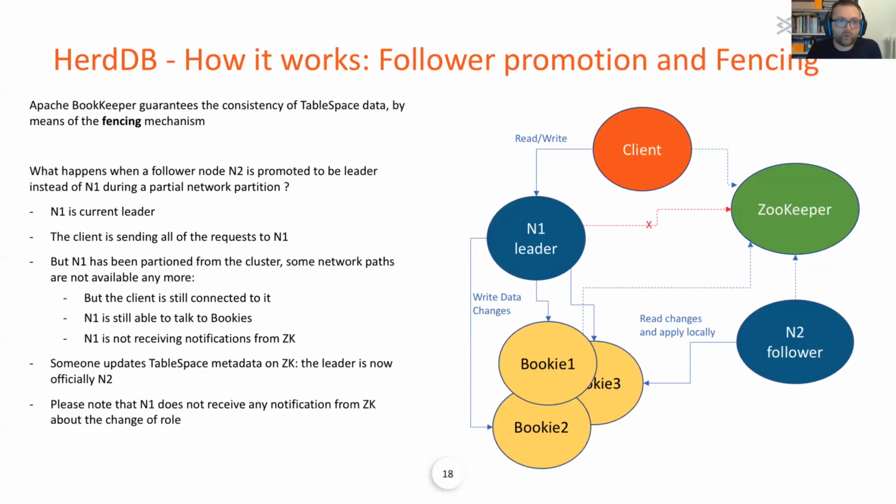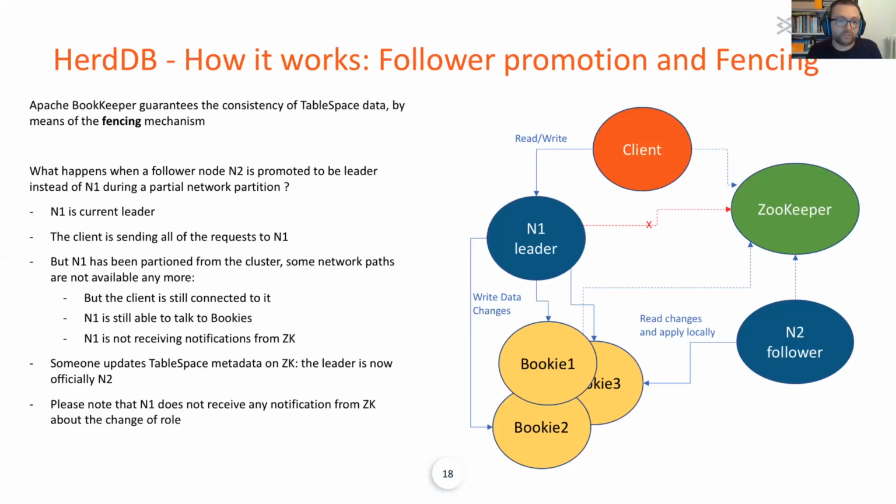So let's start with N1, that is the current leader of the table space. The client is sending all of the requests to N1, both reads and writes. But N1 has been partitioned from the cluster. Some network paths are not available anymore temporarily. The client is still connected to it and is able to send reads and writes to the leader node. N1 is still able to talk to bookies, so it is able to make progress. The leader node, to make progress, has to write to the bookies and receive a successful acknowledgement.